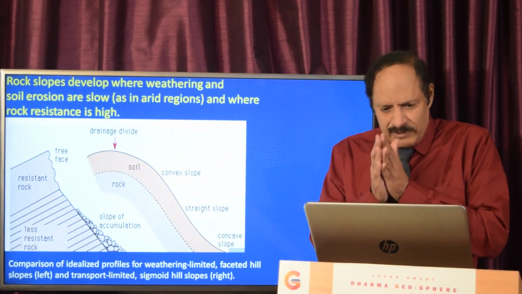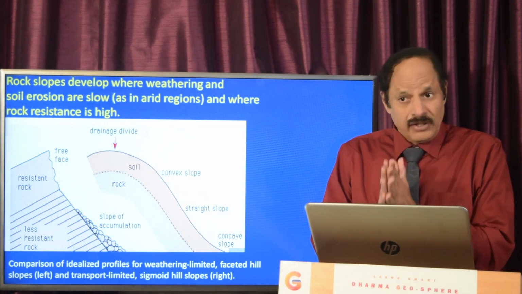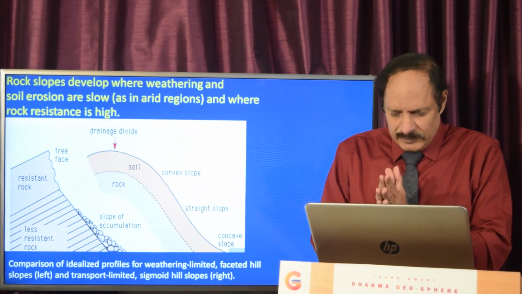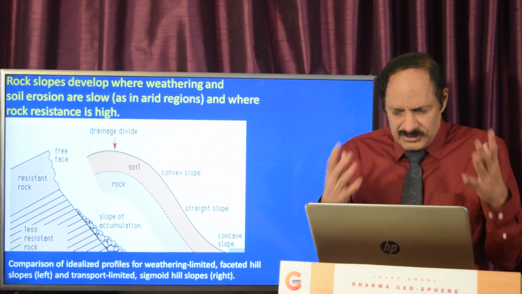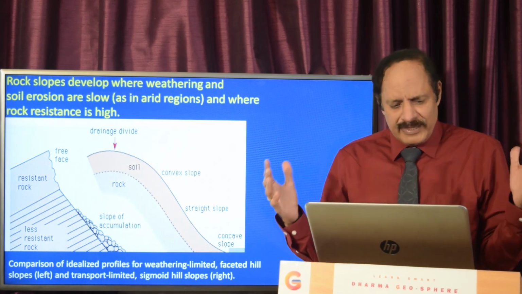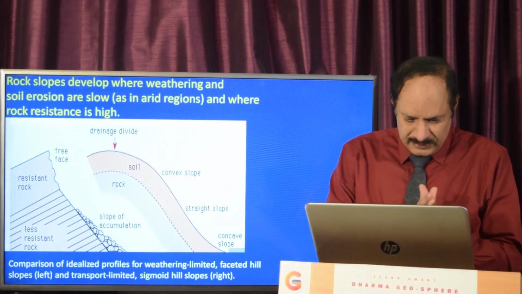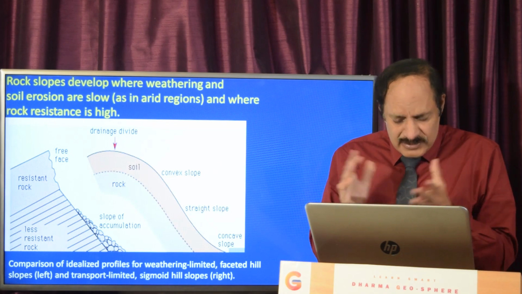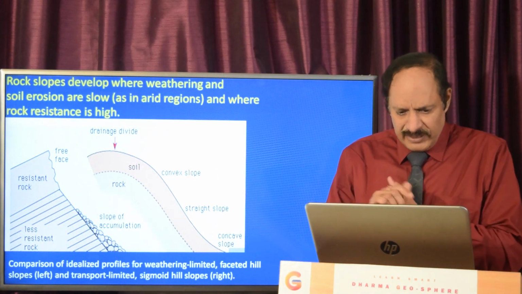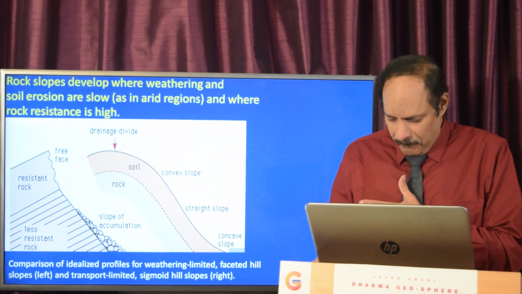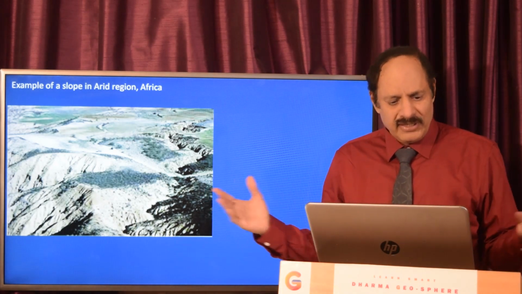So basically, they develop where weathering and erosion are slow, as in arid regions, and where the rock resistance is high. So you have a rock which is highly resistant and a rock which is say less resistant. The resistant rock offers a free surface, and then it becomes a drainage duct, giving rise to a convex slope when weathering occurs. So this is a comparison of an idealized profile for weathering-limited faceted hill slopes, you can see on the left, and transport-limited sigmoid hill slopes on the right. And if you want to see an example of a slope in an arid region in Africa, this is how it looks.